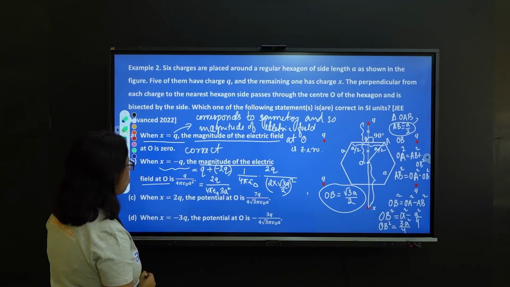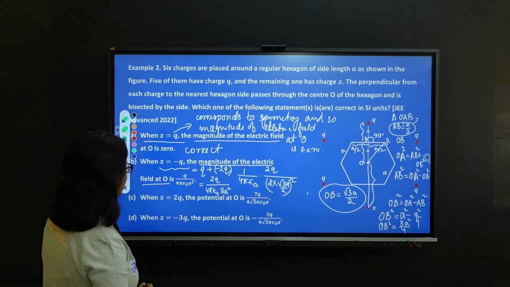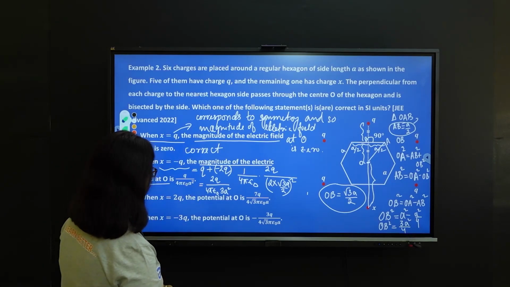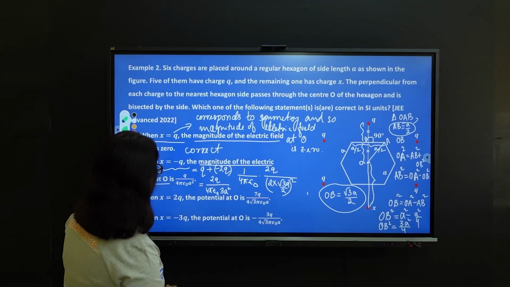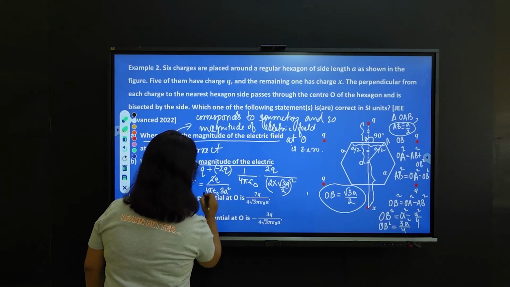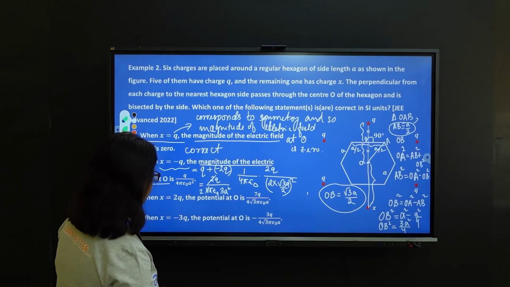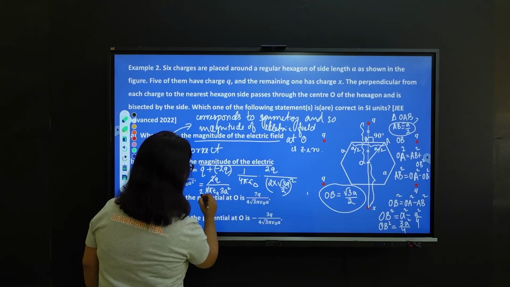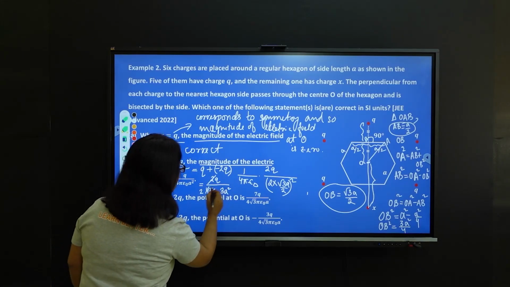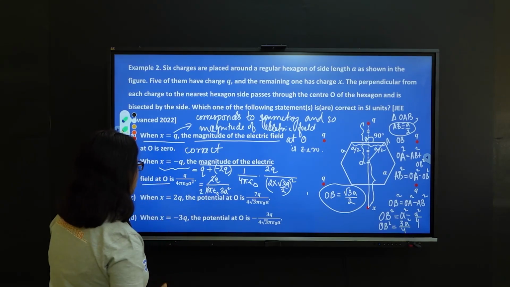So if you take note at the values, you can see that we have this as Q by 6 pi epsilon naught a square.